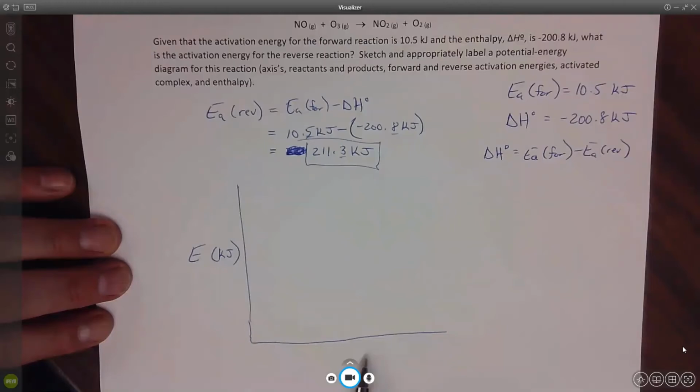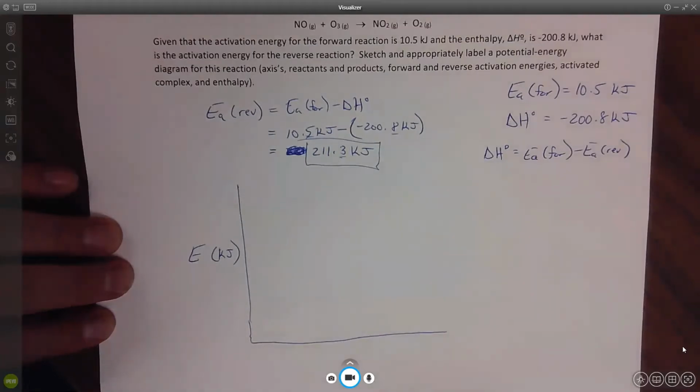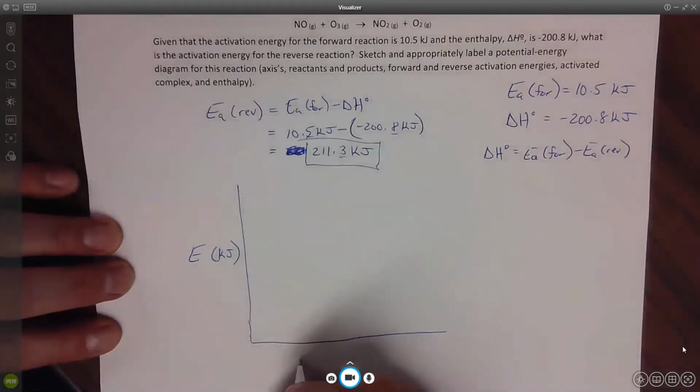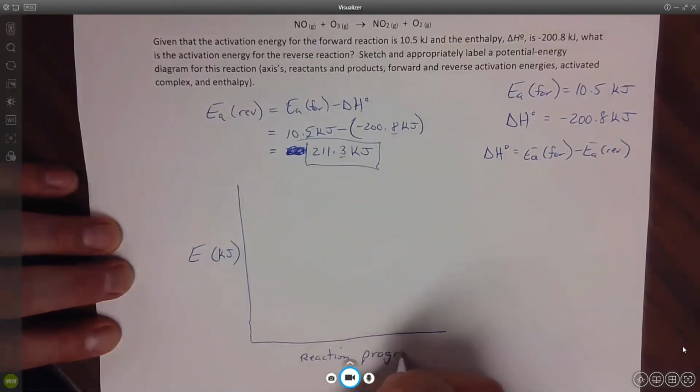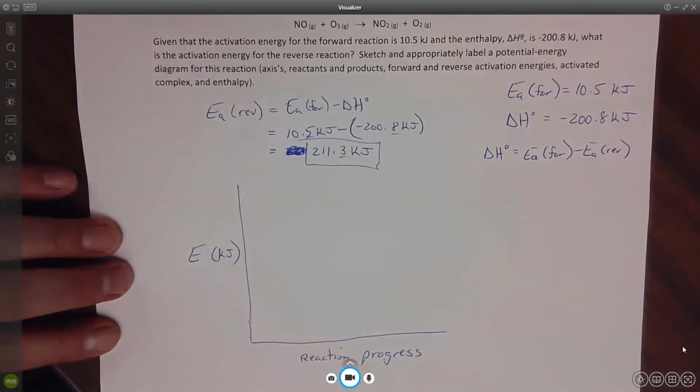So what's going to go on the x-axis then, for a potential energy diagram? The reaction progress. So we can call this reaction progress. You could also call it the reaction coordinate. So either reaction progress or progress of reaction, reaction coordinate, not time, definitely not temperature, okay? But not time.